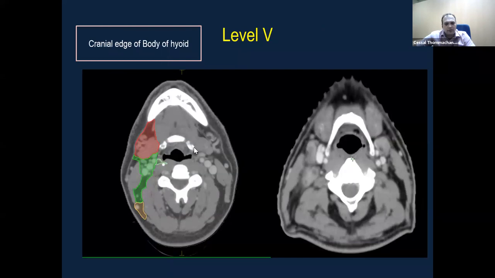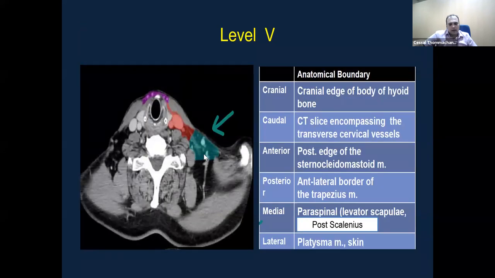The superior limit is formed by the cranial edge of the hyoid bone. You need to understand that the cranial edge of the hyoid bone is also the inferior limit of the retropharyngeal nodes. The inferior limit of the retropharyngeal nodes is the cranial limit of the hyoid bone. That forms the superior, or cranial, limit of level 5. Here you can make out the hyoid bone. So this is the superior limit, the cranial edge of the level 5 nodes.